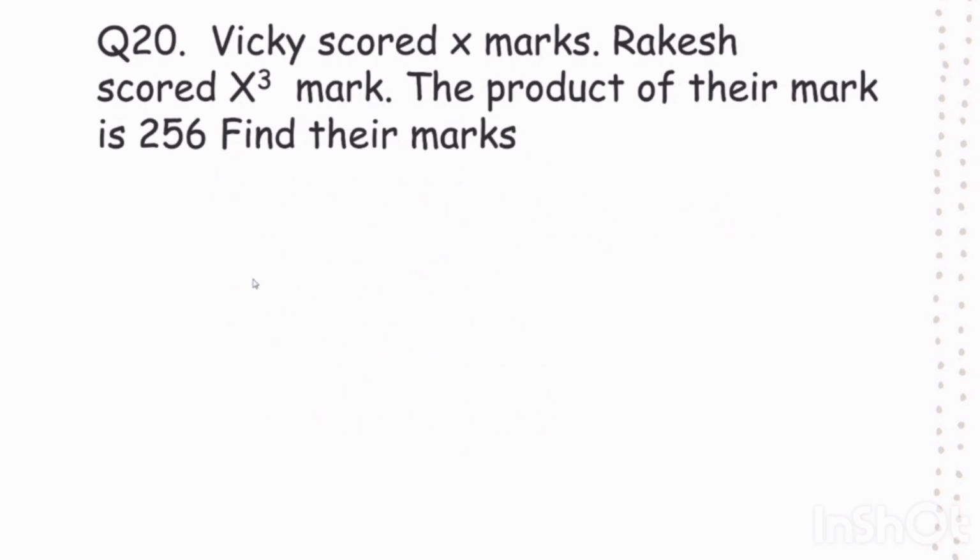Vicky scored x marks. Rakesh scored x cube marks. The product of their marks is 256. Now we have to find their marks. Score of Vicky is x and Rakesh is x cubed. And their product is 256. Implies that x into x cube equal to x raised to the power 4. Here x means x to the power 1. So after adding, we are getting x raised to the power 4 equal to 256.